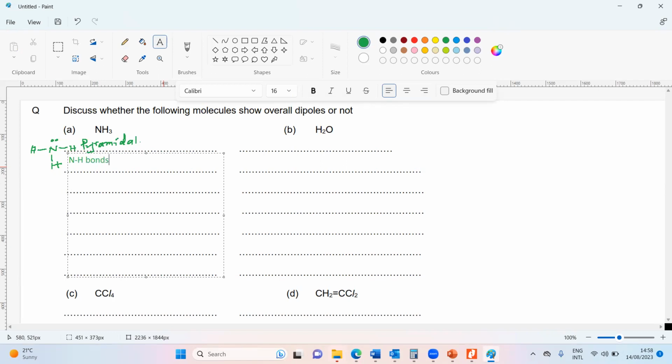Nitrogen hydrogen bonds show dipole moment from hydrogen to nitrogen. The reason I say there is a dipole moment from hydrogen to nitrogen is that the electron attraction is happening from hydrogen to nitrogen. Nitrogen is more electronegative. So again, nitrogen hydrogen bonds show dipole moment from hydrogen to nitrogen. And then I write the shape of the molecule.